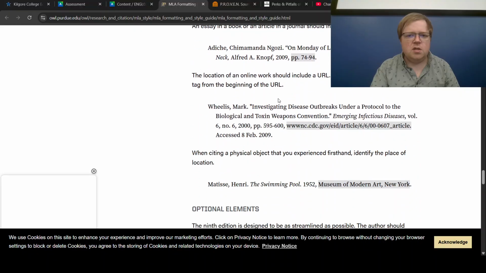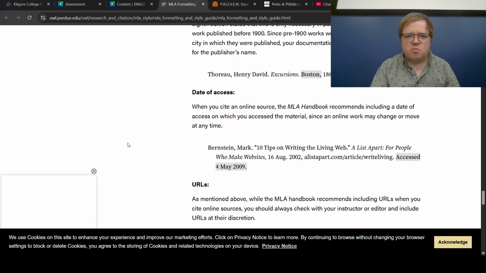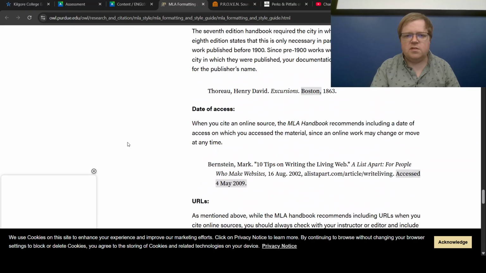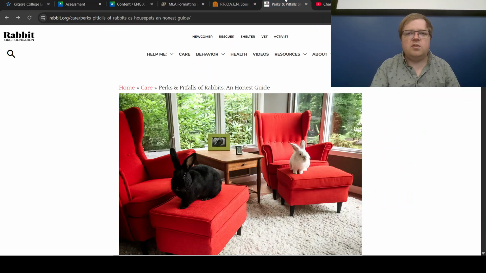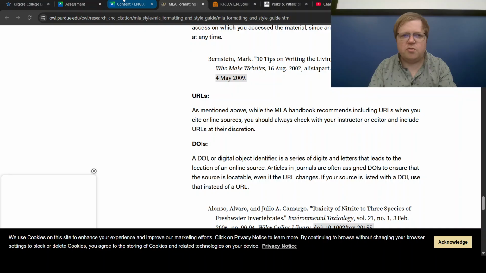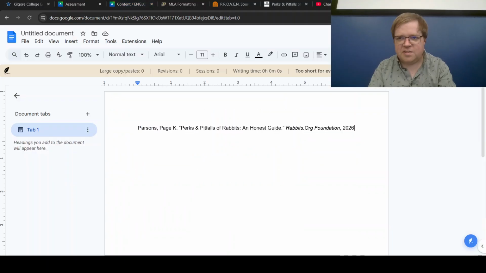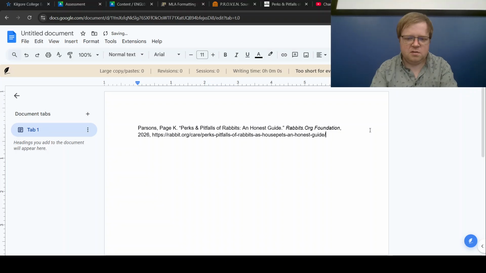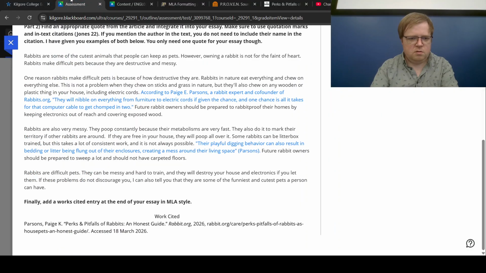Publication location. If this had page numbers, we would put that here. And then optional elements. Yeah, we don't need any of this. The date accessed and the URL we do need. So the URL is this part right here. So after our comma that we just had, that will go next. Let me check this actually. Yeah, 2026, comma, and then a period, and then we will say the access date.